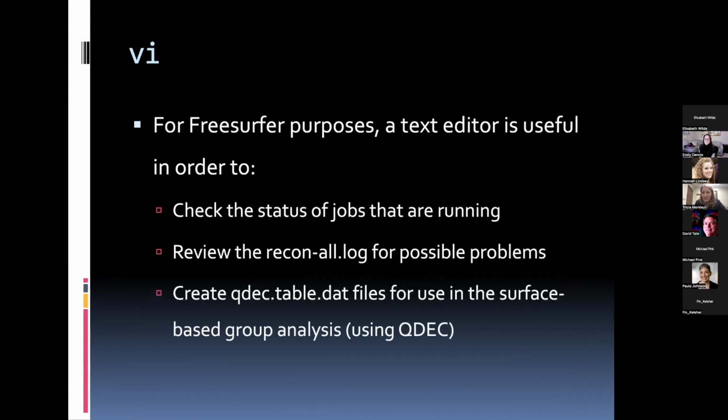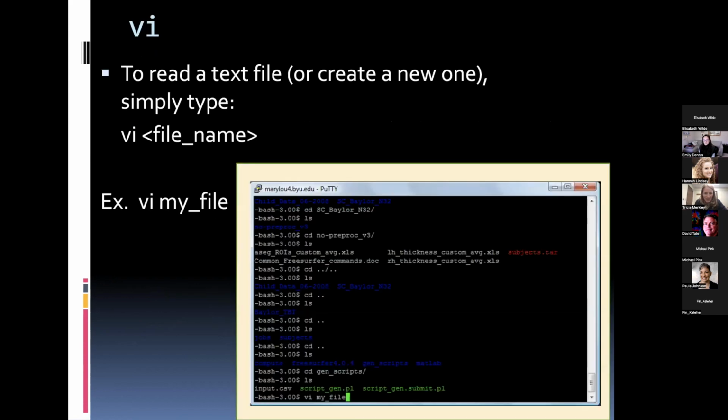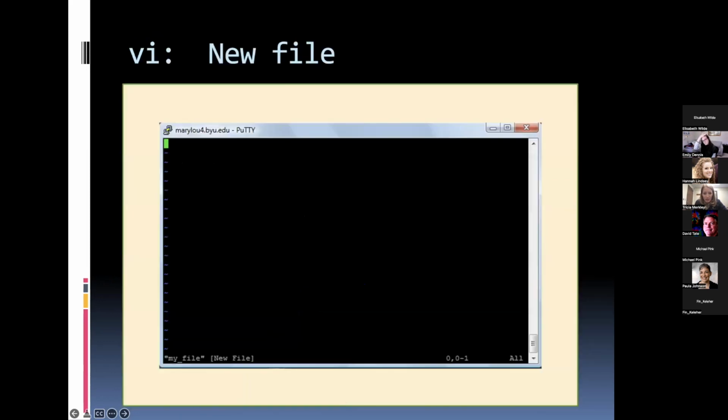A text editor, if you're using FreeSurfer, can be helpful to check the status of jobs that are running. You can review the recon all log for problems. You can create files or scripts, and you can also create a qdec.dat file if you're still using qdec. To read a text file that's already been created, or if you want to create a new one, you just type VI and then the name of that file. As shown here, it will open up this. In this case, this is a new file.